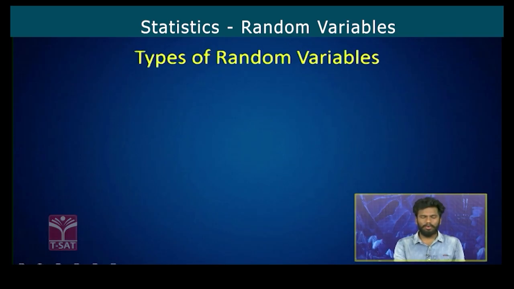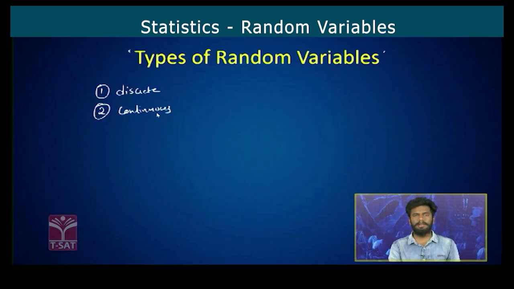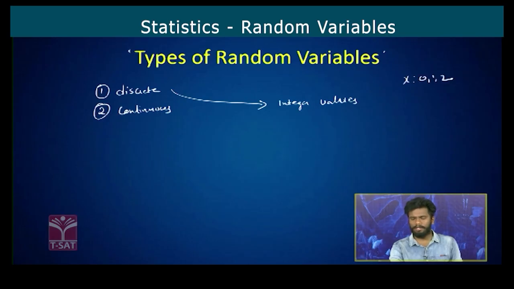Now, we have two types of random variables. The first one is discrete random variable, and the second one is continuous random variable. So just like when we classified data, we had discrete data and continuous data, similarly in random variables also we have discrete random variable and continuous random variable. This discrete random variable will consider the integer values. Just like in the last example we have seen, x is considering the values 0, 1 and 2. That's a perfect example for discrete random variable.